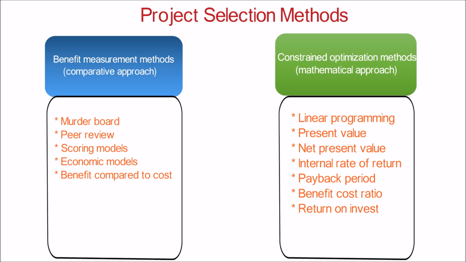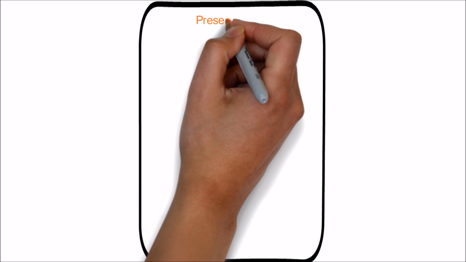Benefit cost ratio. The benefit cost ratio compares the present value of benefits to the present value of costs. Return on investment. ROI is the rate of return on the project normalized by the initial investment. Let's look into some of the important project selection methods in this video.